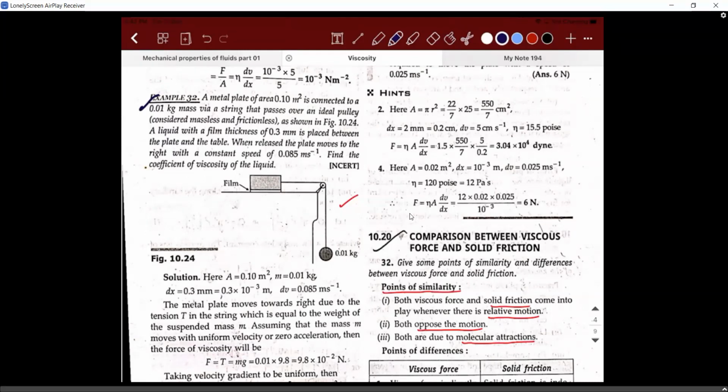How is it shear stress? Stress and stress has what dimension?